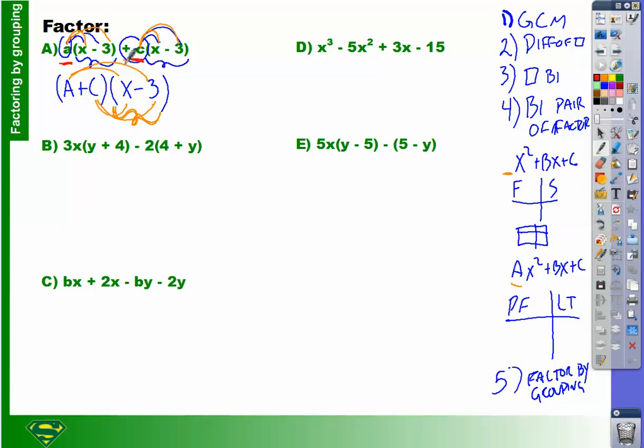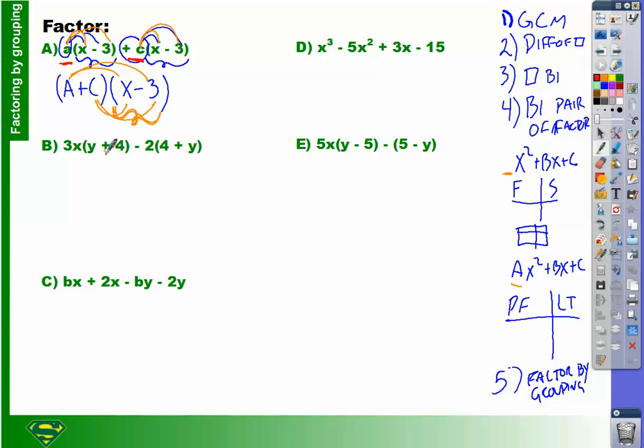So let's take a look at B. x plus 3x times y plus 4 minus 2 times 4 plus y. So in the first case, we had the exact same binomials. Do we have the exact same binomials here? They don't look the same. But in addition, the order doesn't matter, does it? No, it doesn't. So 4 plus y is the same thing as y plus 4, right?